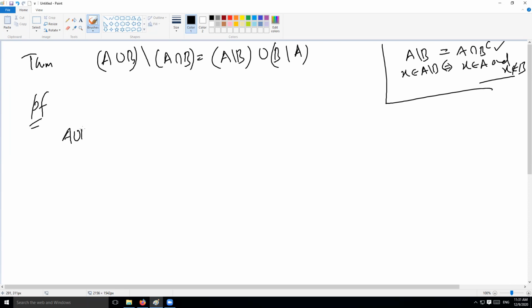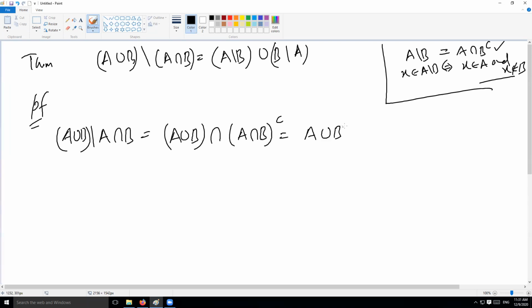So what would be A union B minus A intersection B? I'm going to say this is the same as A union B intersection A intersection B whole complement. But this is the same as A union B intersection, apply De Morgan's law on it. So you have A complement union B complement. Okay, so I'm writing big actually. If you apply the De Morgan law, what are you going to get? A union B intersection A complement, right?